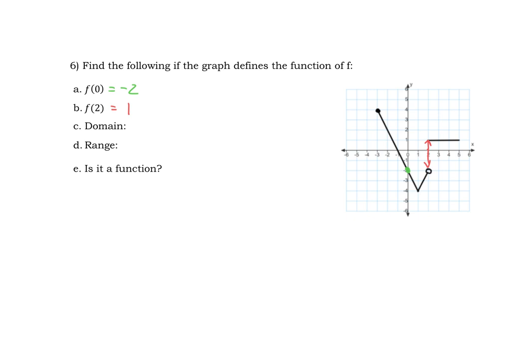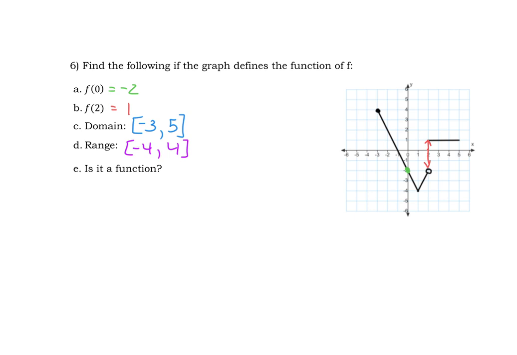The domain is how far left and how far right, and when I look from left to right, there are no open spots. So my domain is going to be all the way at the far left at -3, and it is a closed circle. And at the far right, it stops at 5, which is a point, which is a closed circle. My range is from bottom to top, and there it has no openings. So the very bottom is down there at -4, and it's a point on the graph, so it's a bracket. The top is at +4, it's a closed point, so it's a bracket.